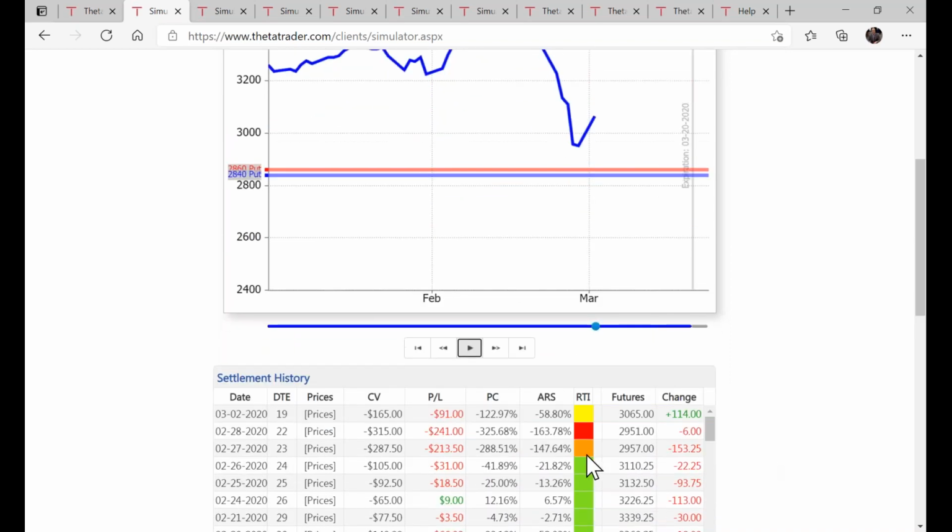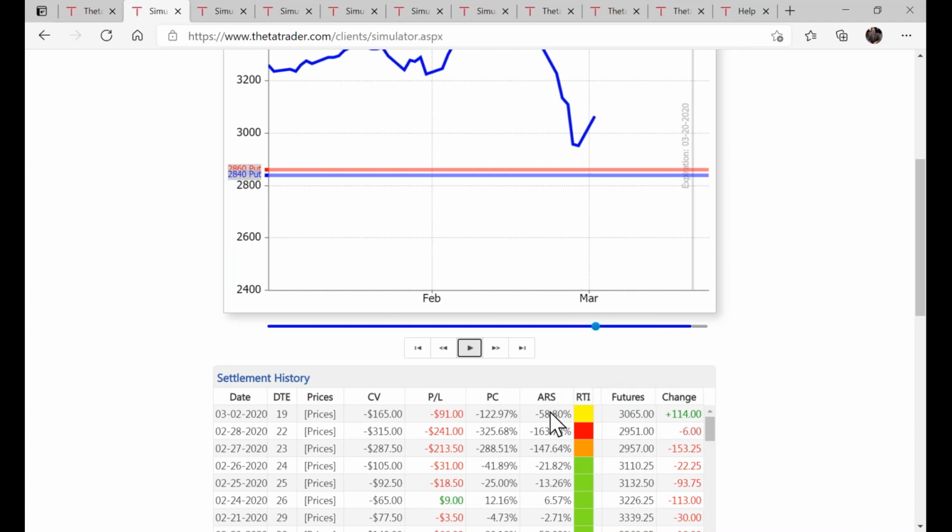And now look at this. It turns orange, which is elevated risk, and then it turns red. Too much risk. Get out of the trade and take your loss and move on. So that was on February 28. This Condor triggered a loss, and this can be automated.